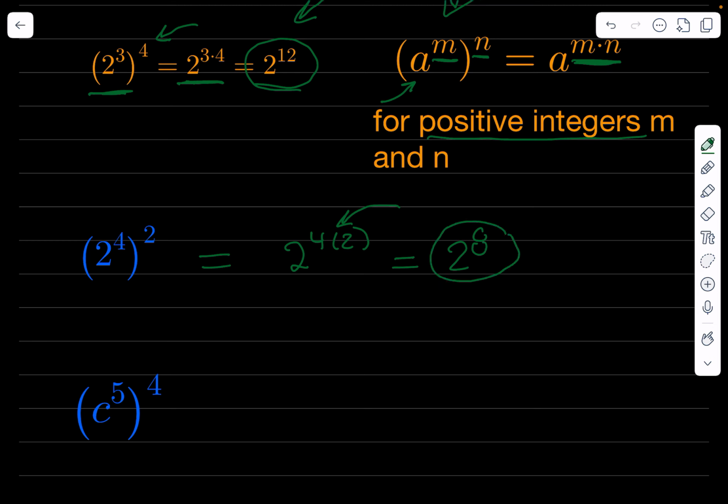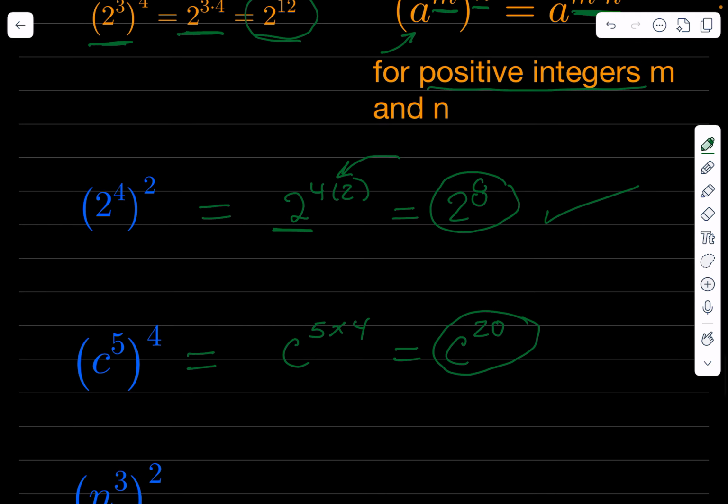Going back to check my arithmetic. I've got 4 times 2 is 8. I've got 8. My base is 2. I feel good about my answer. One more. I've got c to the fifth raised to the fourth, which means I've got c to the 5 times 4. 5 times 4 is 20, so my answer is c to the 20th.